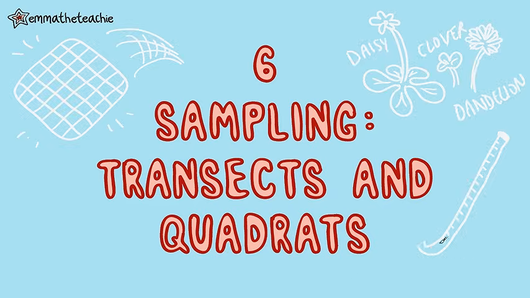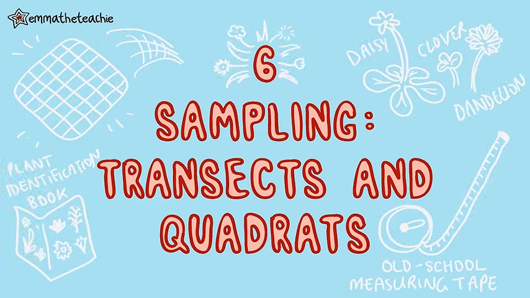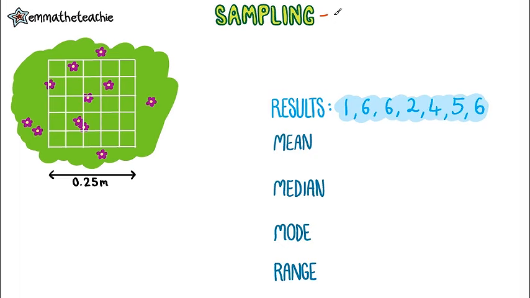6. Sampling, transects and quadrats. Sampling is done by ecologists to find the abundance of organisms, that means how many there are, and to see the distribution of organisms, which means where they are found. We're going to look at two methods that are used. These are both part of a required practical, so it's important to make sure that you understand them.